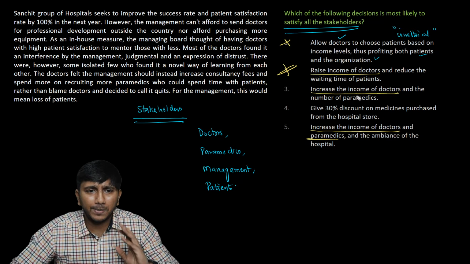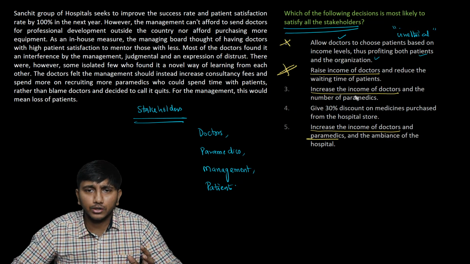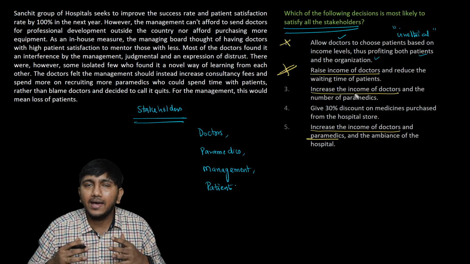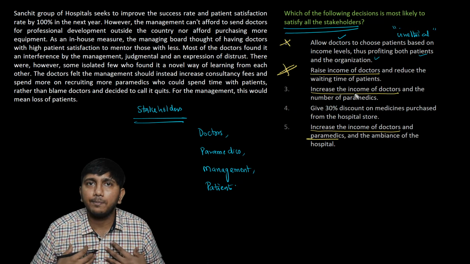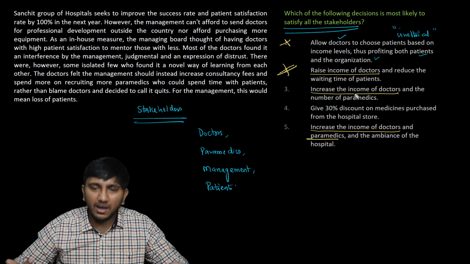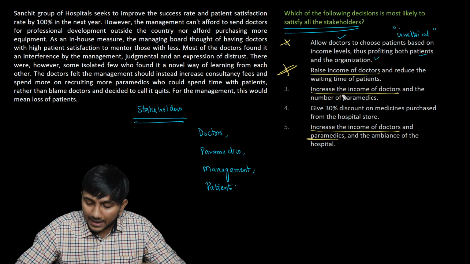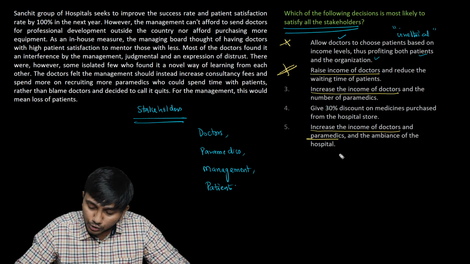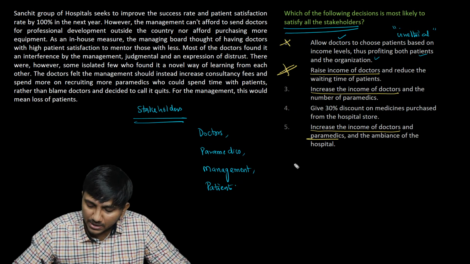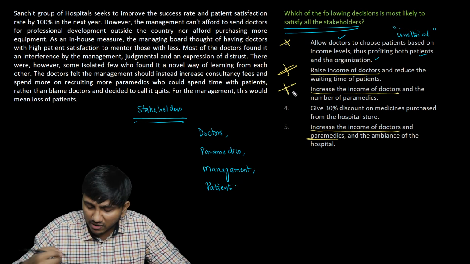Again, I'm not clear whether paramedics are going to be more happy with that, because if I am getting paid, let's say 8,000, just because you're going to recruit another 100 people, I'm not going to be happy. If you increase my 8,000 to 10,000, then I'll be happy. So I'm not sure whether paramedics are going to be happy there. Maybe the patients will be happy, but patients could also be happy in option 5. So I would rule out 3 in favor of 5.